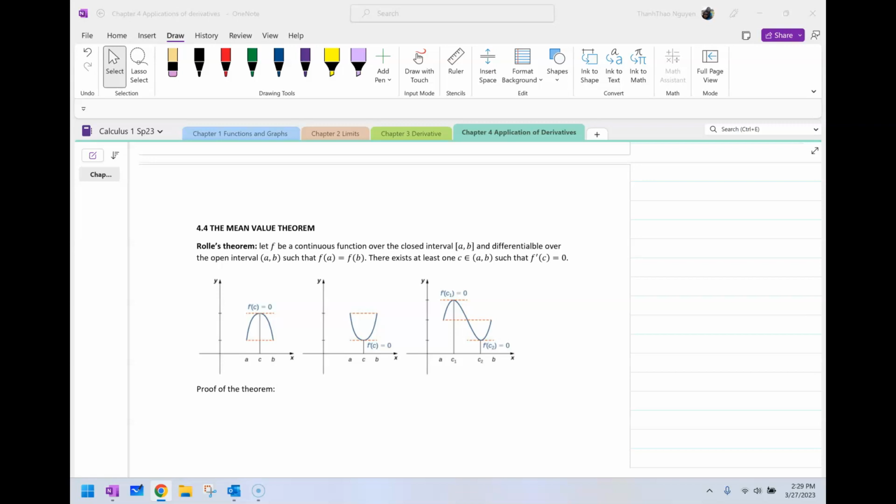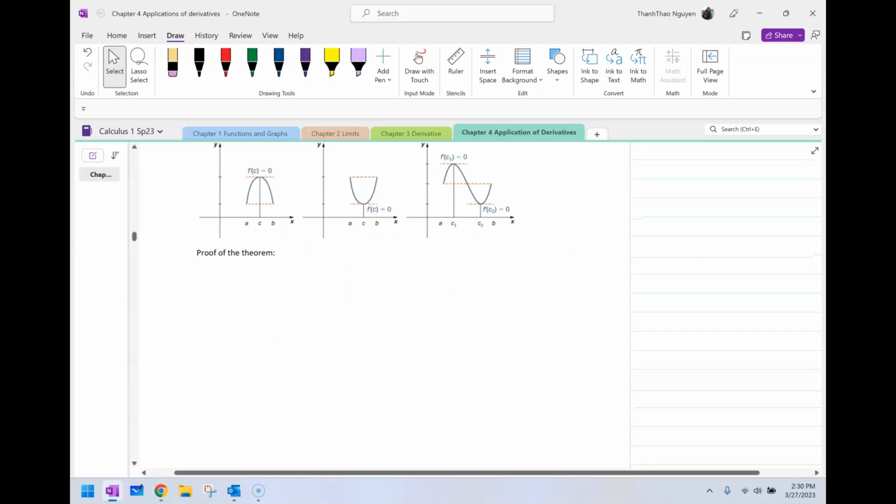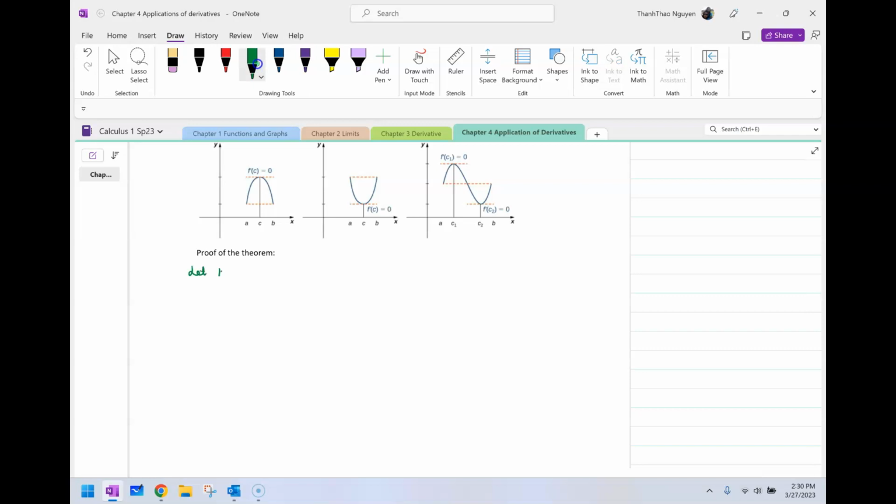And we can see that in the picture, if we draw it. If f(a) equals f(b), then certainly there exists at least one c in that interval (a,b) such that f prime of c equals 0. So let's prove this theorem, okay? We consider three cases. Let k equal f(a) equal to f(b), and we have these cases to consider.